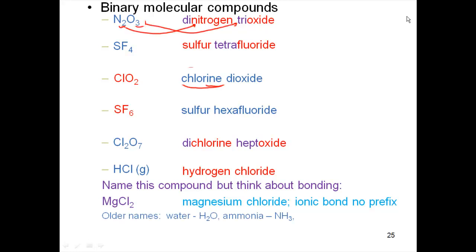There's some older names that you've got to be familiar with too. H2O, we don't use dihydrogen monoxide or dihydrogen oxide. We tend to call that water. Okay, NH3, ammonia, hydrogen sulfide, H2S, nitric oxide, NO, hydrazine, N2H4. These are just some common names that you're going to see. That's how we use them. So you're going to have to be familiar with those common names.